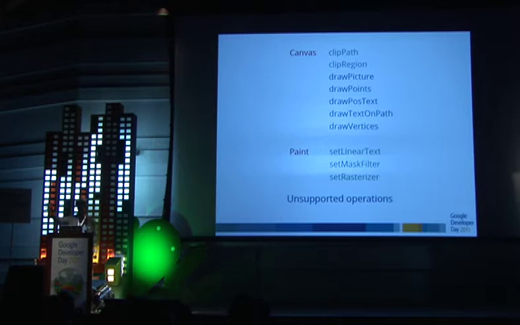Now, how many of you out there have actually used one of these, by a show of hands? Has anyone used one of these painting methods? I think probably the one that I've used is draw text on path. And I've used draw position text once, but admittedly not that often. But you can still use them. You just have to use them in a software layer or render them to a bitmap.